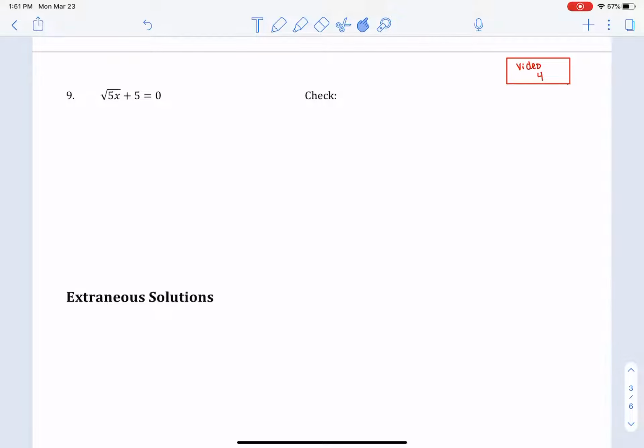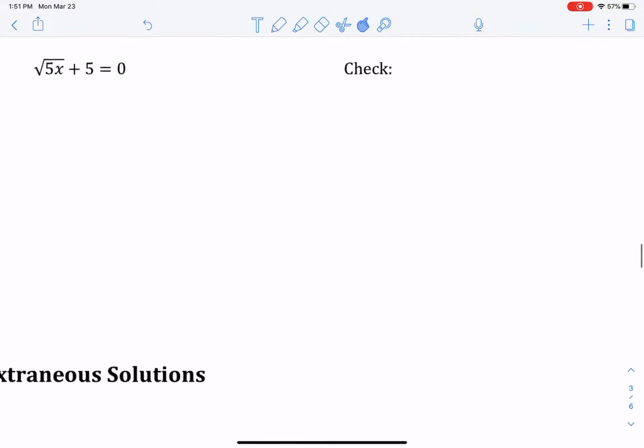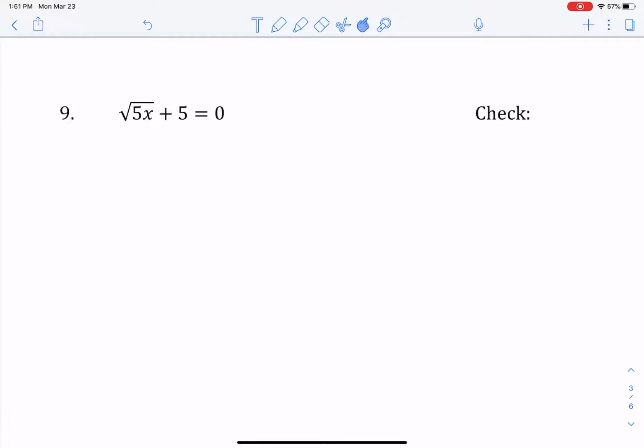So let's start with number 9. Remember we are solving radical equations. Looking at number 9, the square root of 5x plus 5 is equal to 0. So we want to get the radical by itself. So I'm going to subtract 5 on each side. So we have the square root of 5x is equal to negative 5.